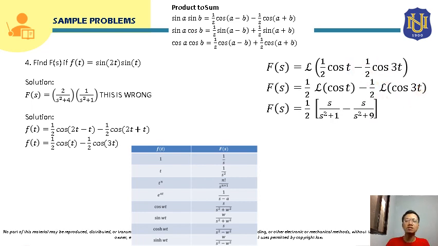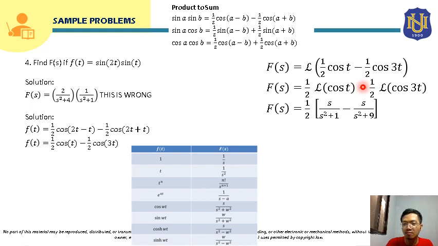From the table, we can solve for the Laplace transform of cosine t. For cosine wt, the w here is 1, since cosine t is also equivalent to cosine 1t. And here, our w is 3. Using the table, this will be s over s squared plus w squared, wherein w is 1, so w squared will be 1 squared, which is still 1.